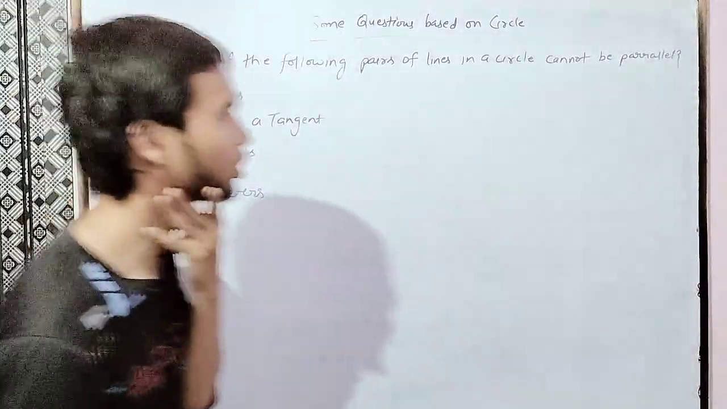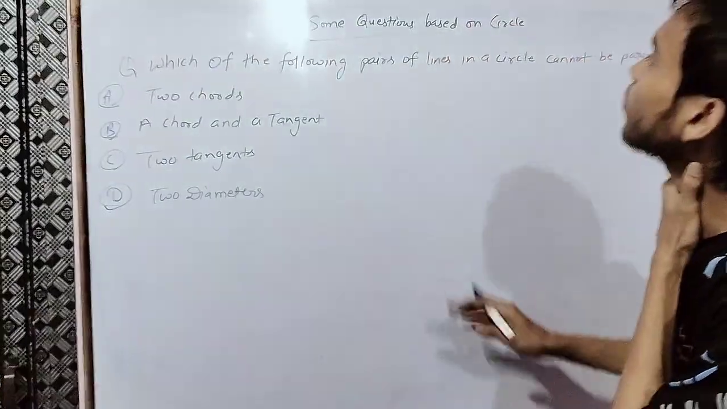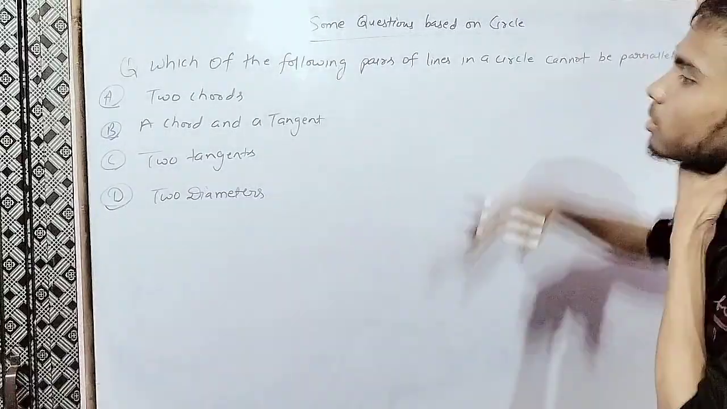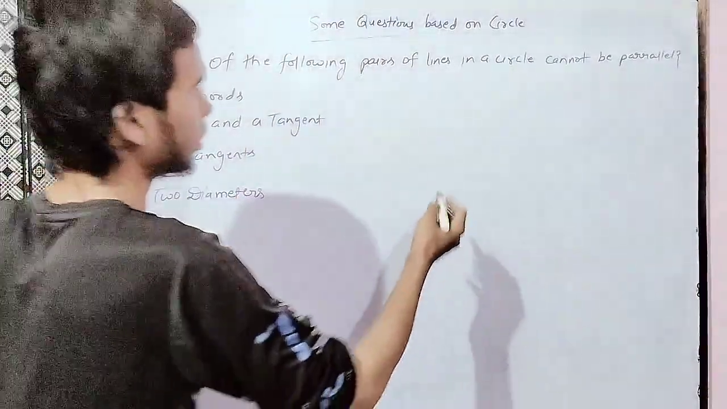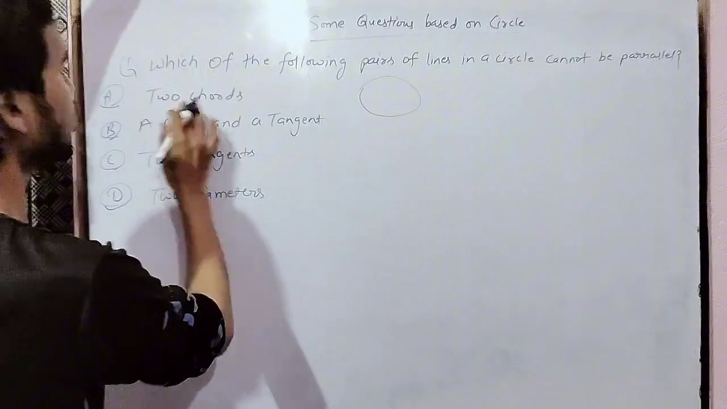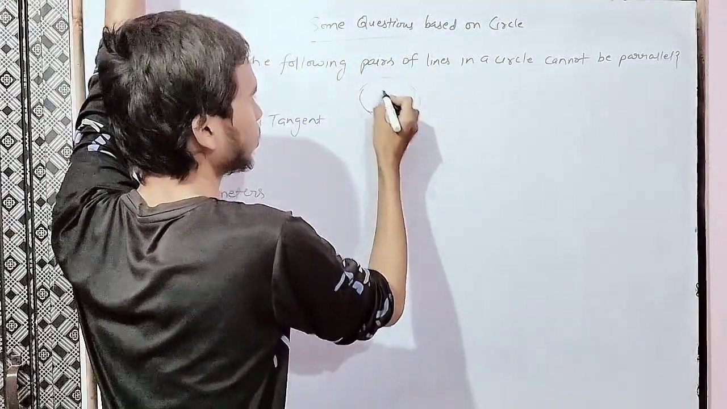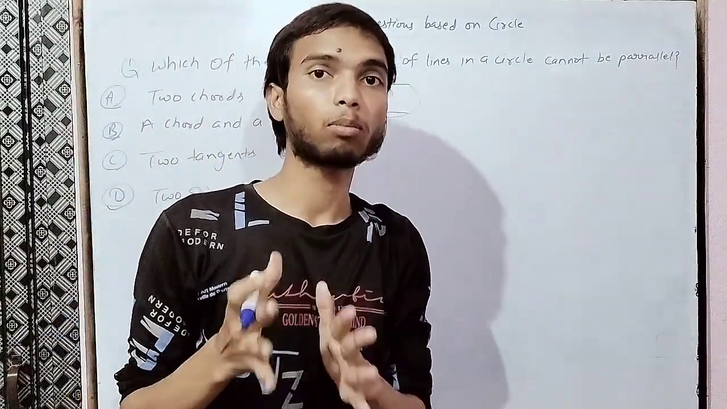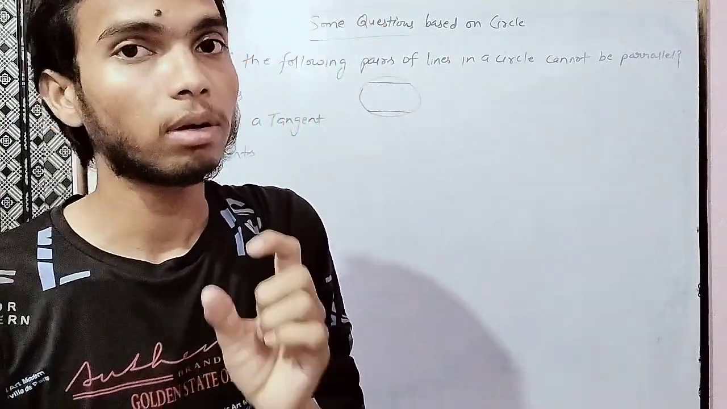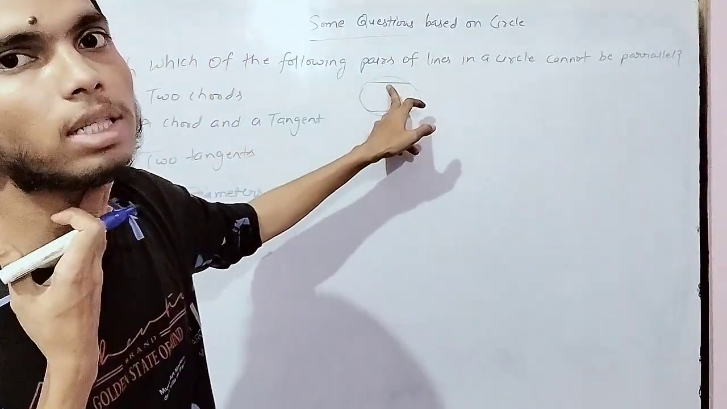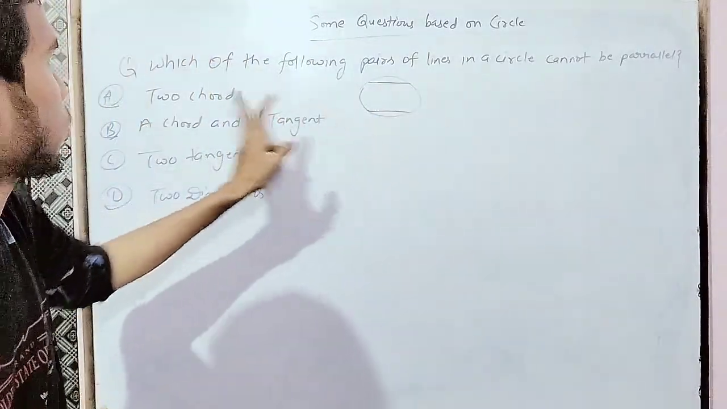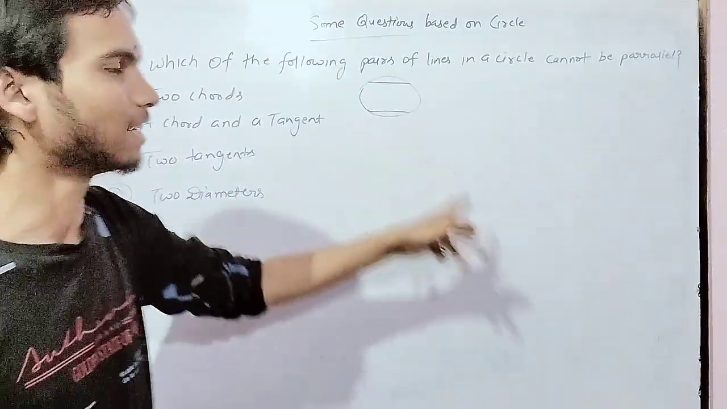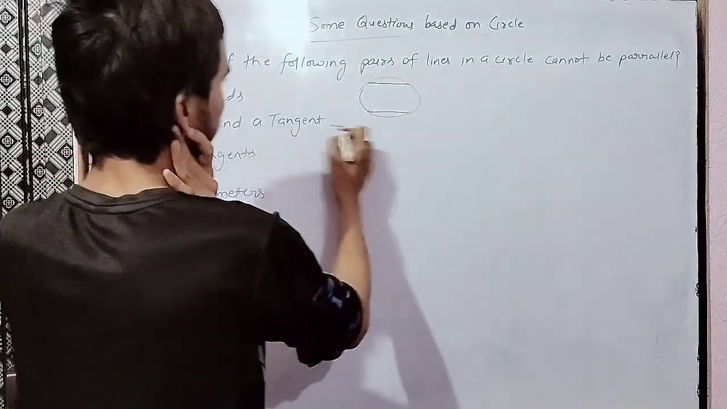This is the complete question. Question is saying which of the following pairs of lines in a circle cannot be parallel? If there is a circle, you can take two chords. Any two lines which are chords in a circle can be parallel. We can see this line is parallel to this line. So two chords can be parallel in a circle.